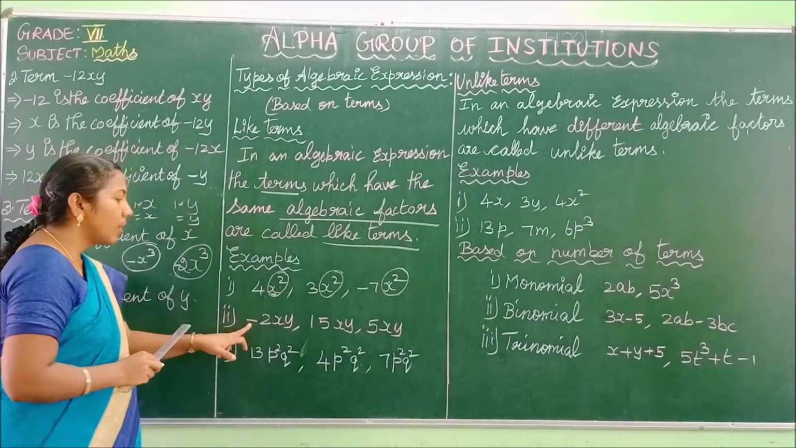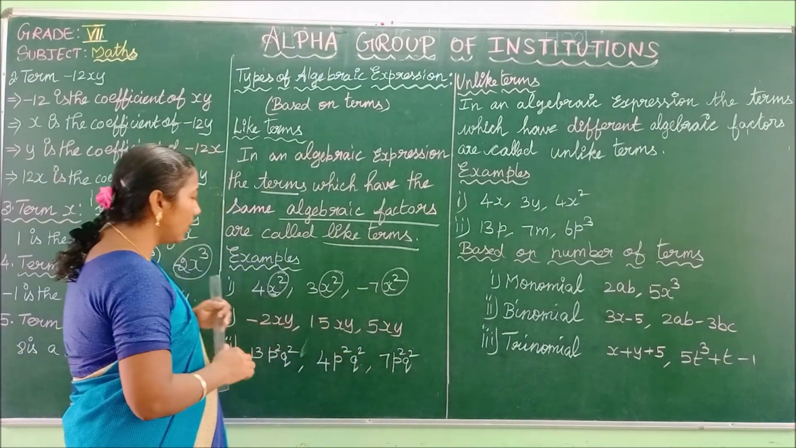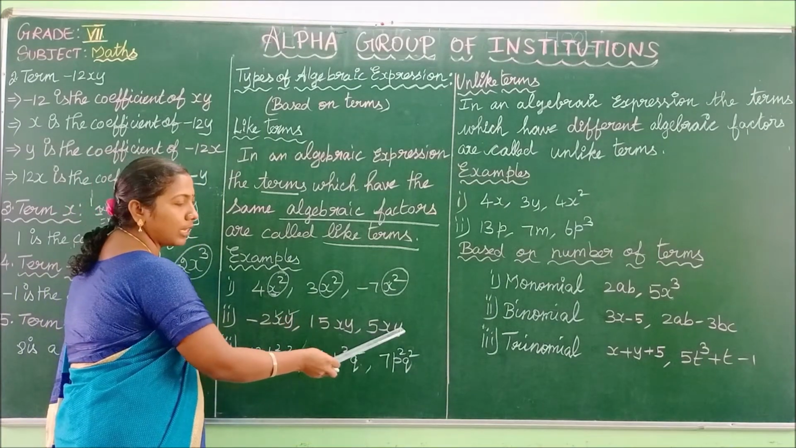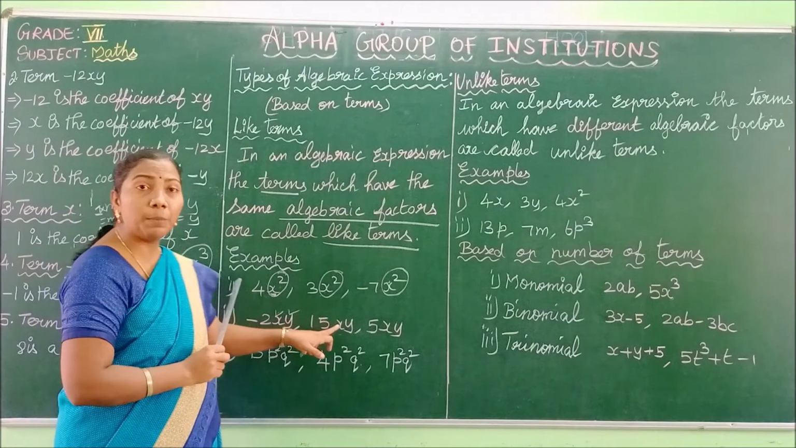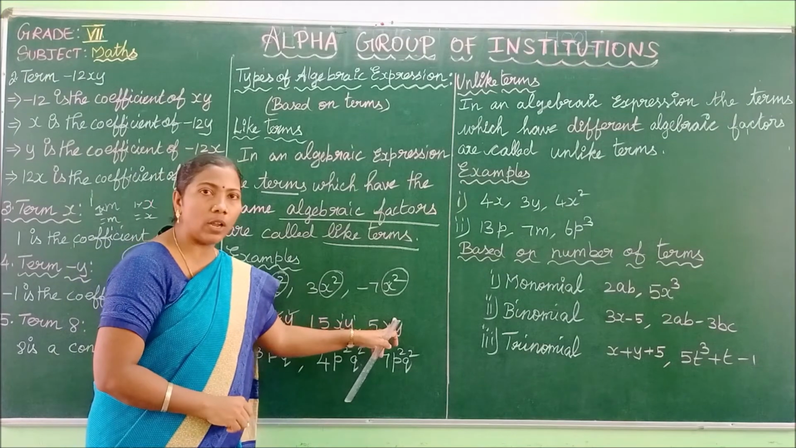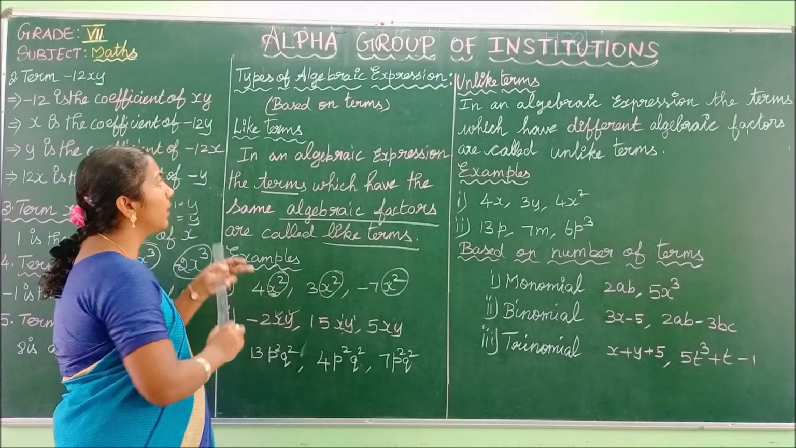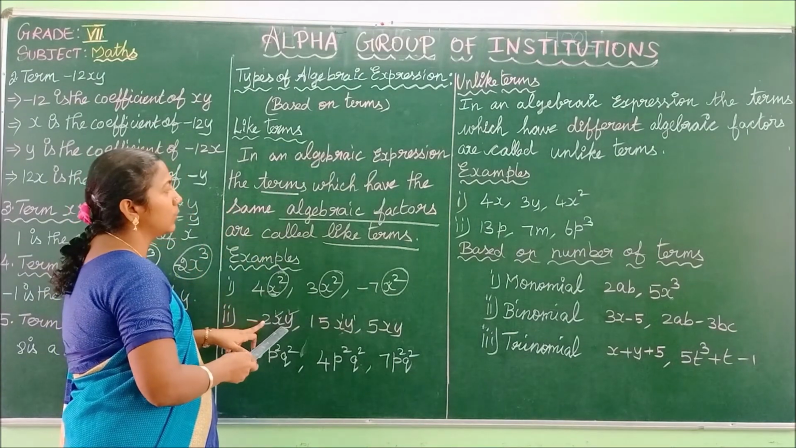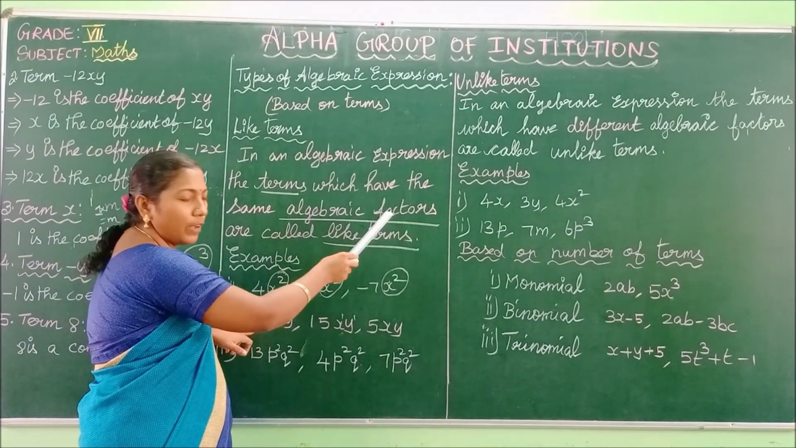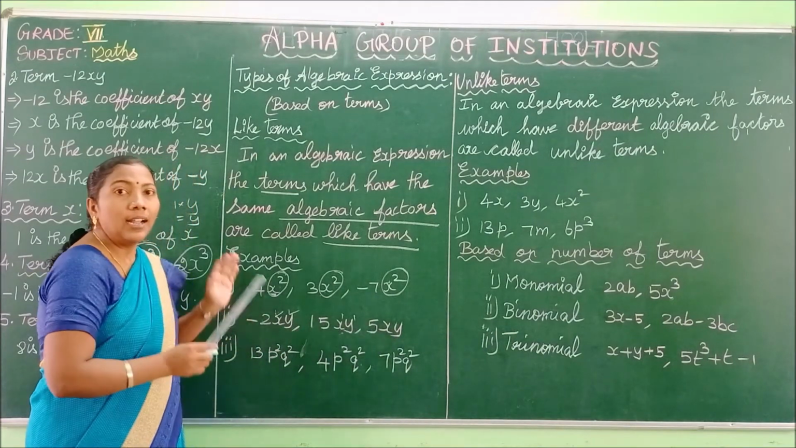See here, minus 3xy, 15xy, 5xy. What are the variables here? x and y. Here also x and y. Here also x and y. Check the powers both. What is the power of x here? Yes, 1. Here also the power of x is 1, the power of y is 1. Here also the power of x is 1, the power of y is 1. So by the definition of like terms, these have the same algebraic factors. So we can call minus 3xy, 15xy, 5xy like terms.